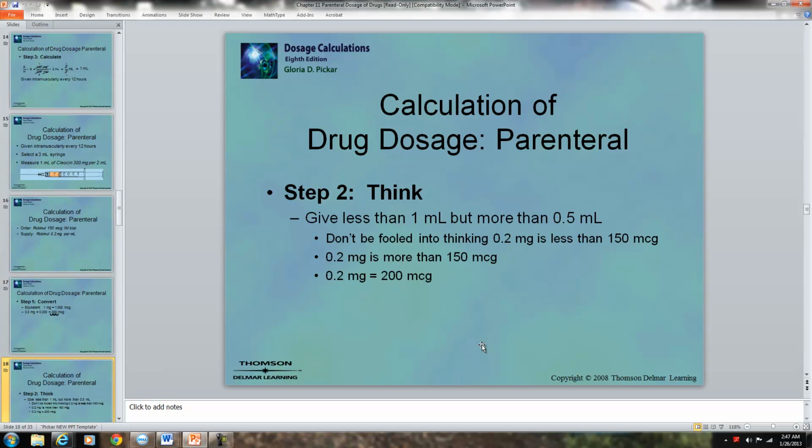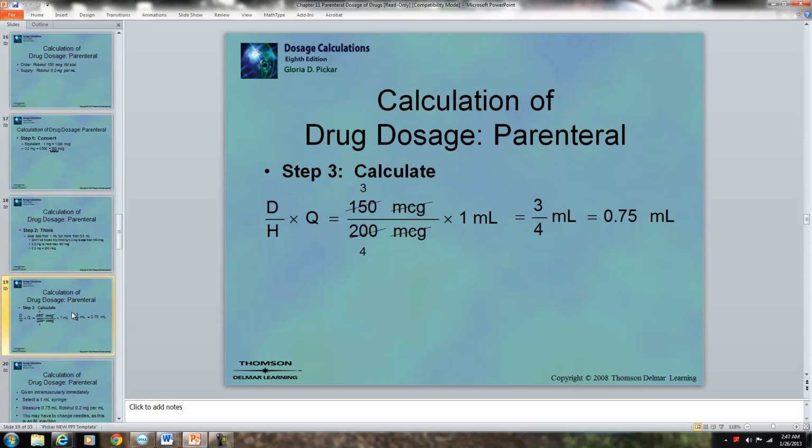So I think, what did the doctor order? What do I have? The order is less than what I have, so it's going to be less than 1. So I set up what the doctor ordered over what I have in the same units per milliliter. So that's 3/4 of a milliliter, which is 75 hundredths milliliter.